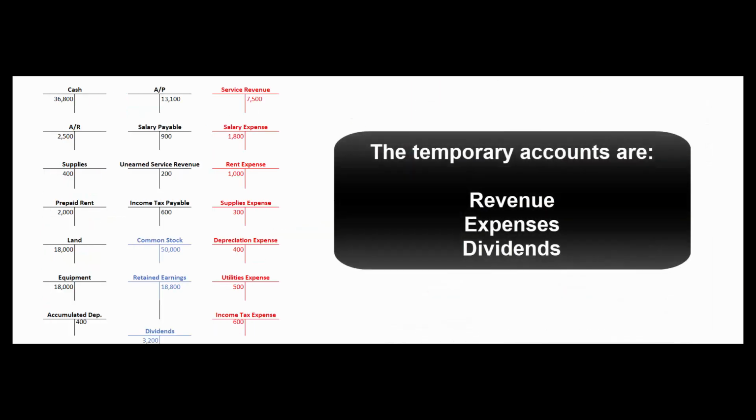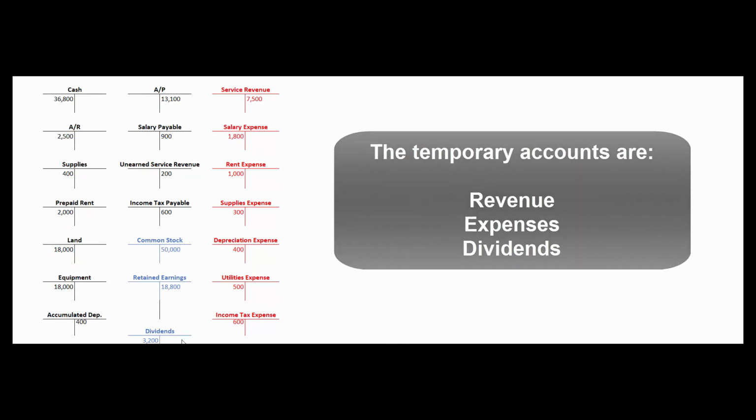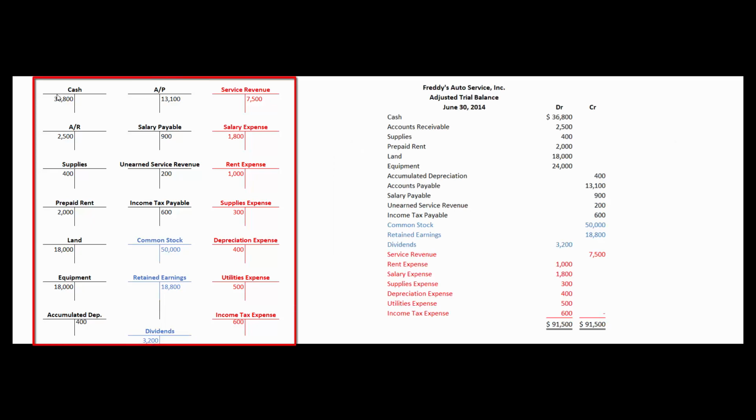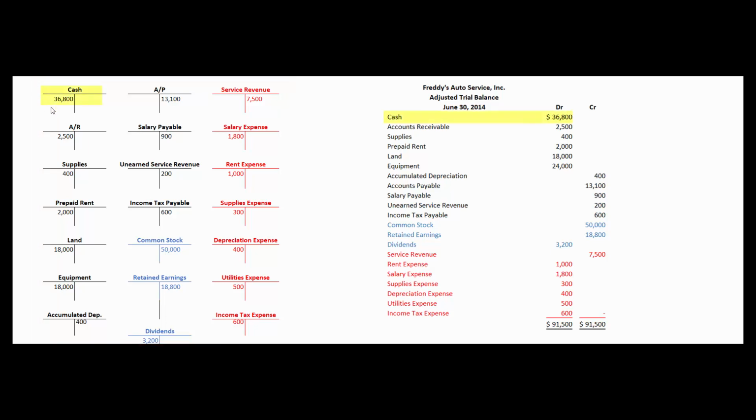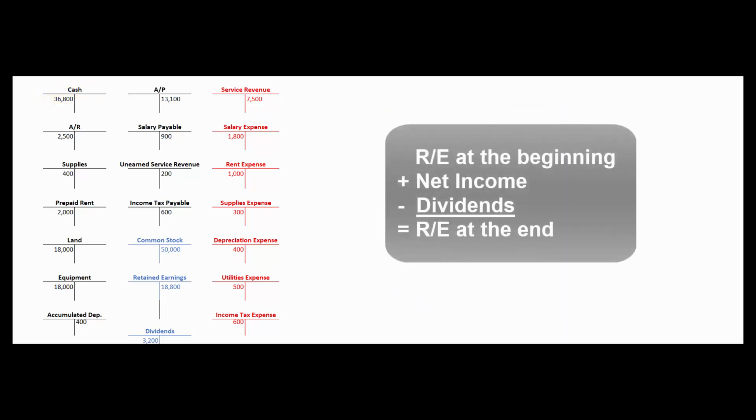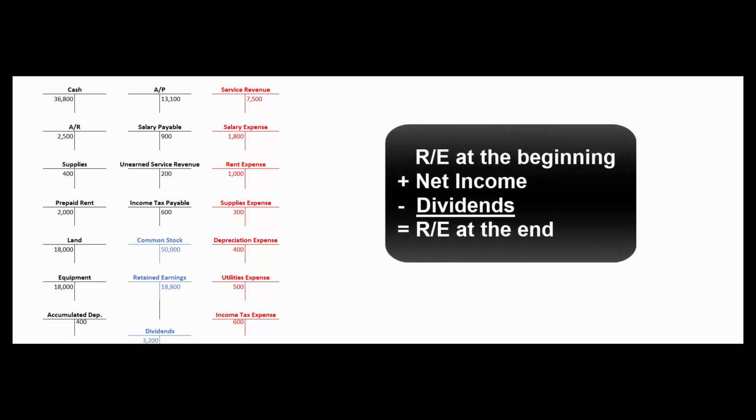To help us visualize what's happening when we close out the temporary accounts, the revenue, the expenses, and the dividend accounts, here are the adjusted trial balances for our accounts. And I haven't put all the debits and credits for the cash, but you can see the balance is $36,800, just like it says in the adjusted trial balance. And what we're finally going to do is what we said we were going to do all along. Retained earnings at the beginning, plus net income minus dividends gives us retained earnings at the end.